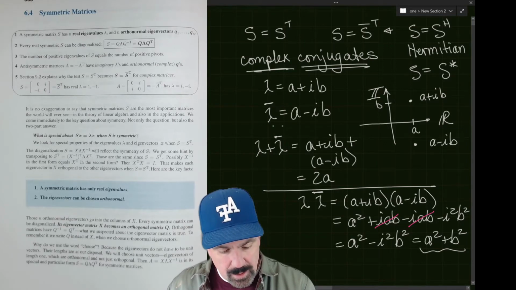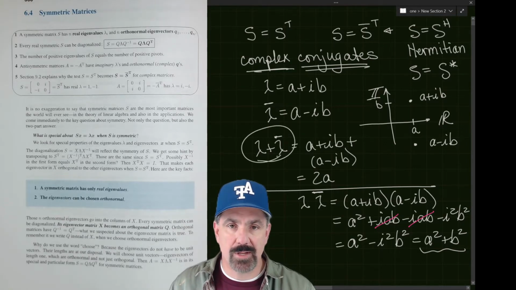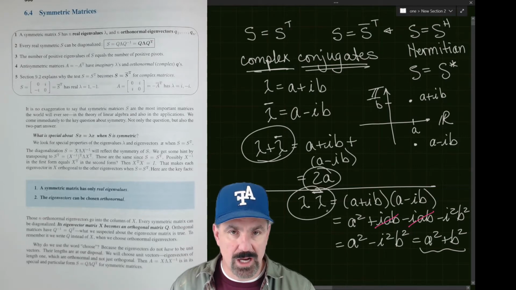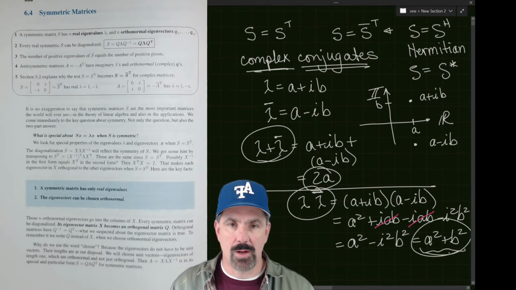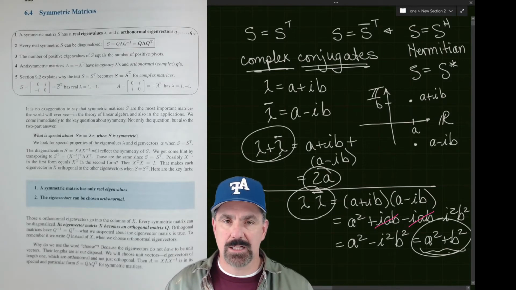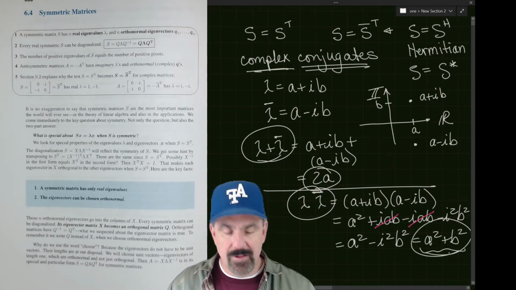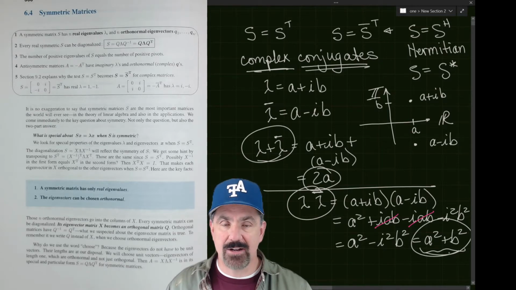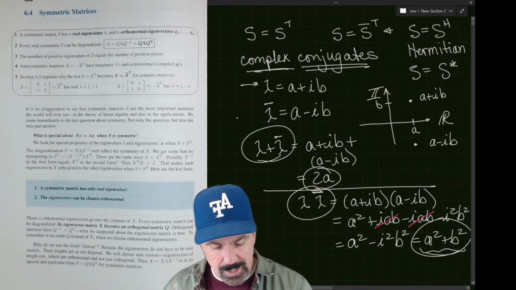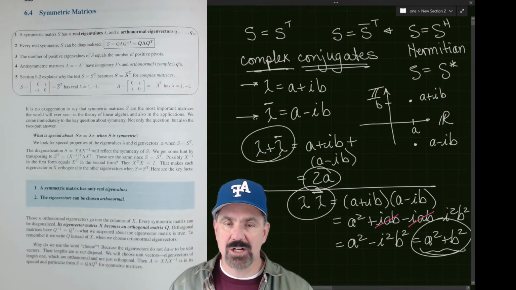So the sum of a complex number with its complex conjugate is a real number, and the product of a complex number with its complex conjugate is also a real number. Complex conjugates play an important part of complex analysis. Now that's not this class, but it does come up because our eigenvalues and our eigenvectors always come in complex conjugate pairs. So anytime I have lambda as an eigenvalue, as we discussed previously, I'm guaranteed to have its complex conjugate as an eigenvalue.